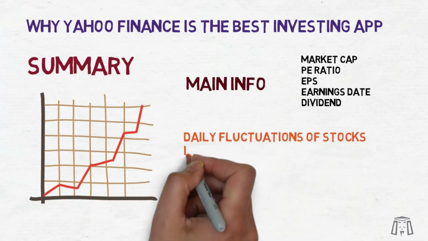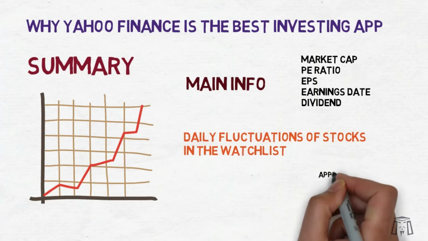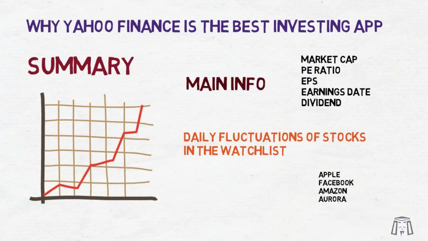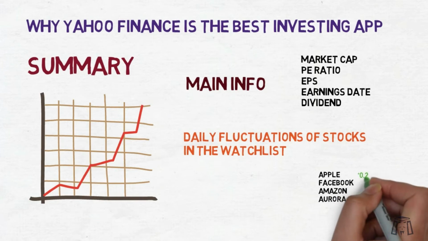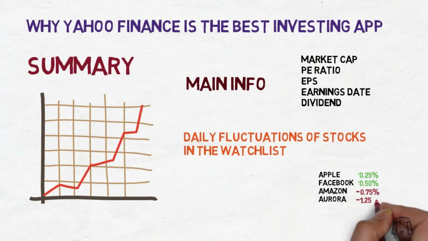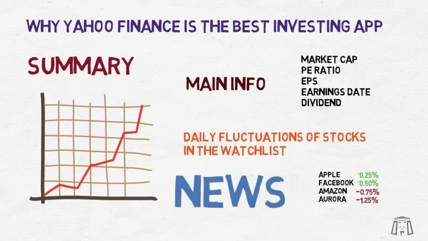There is also the daily fluctuation of stocks in the watch list. Every time we add a stock to the watch list, it will appear. For example, let's say you are owning these 4 stocks here, and as you can see, every day shows how much they moved. The main thing I like the most here obviously is the news.